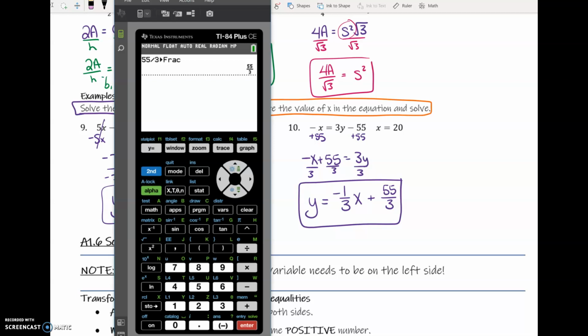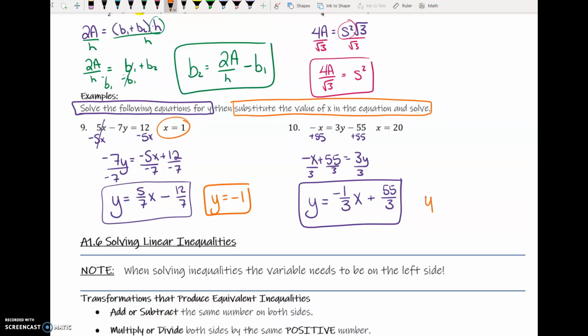Now when we're going to plug 20 in, I would do parentheses, -1 divided by 3, close your parentheses, times 20, and you can put that 20 in parentheses as well if you want to, plus parentheses 55 divided by 3, close my parentheses, and I want that as a fraction. I'm just going to change that to a fraction. Math, enter, enter. We've got the ability to change that into a fraction easily, so let's do it. Our answer is 35/3. So y equals 35/3.